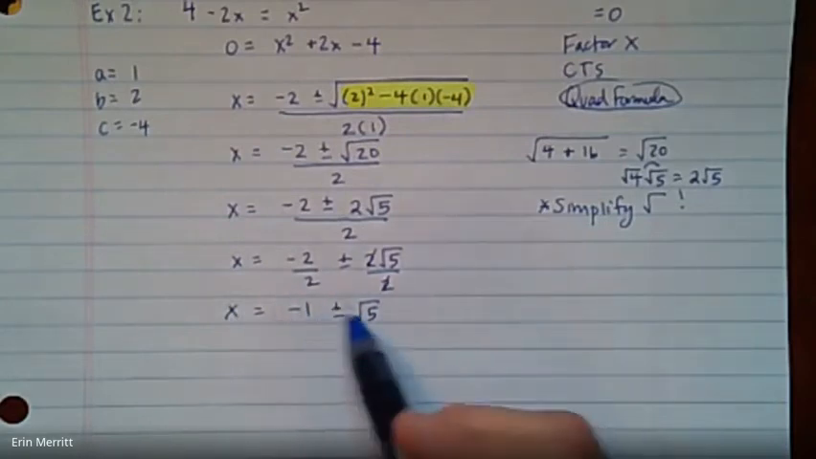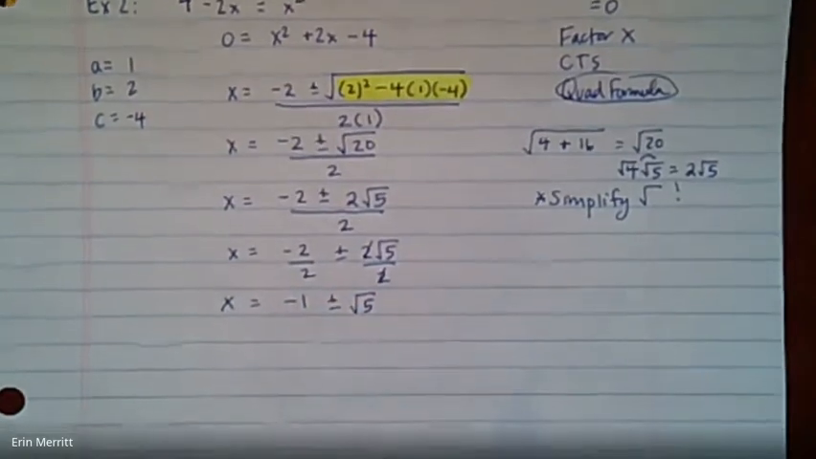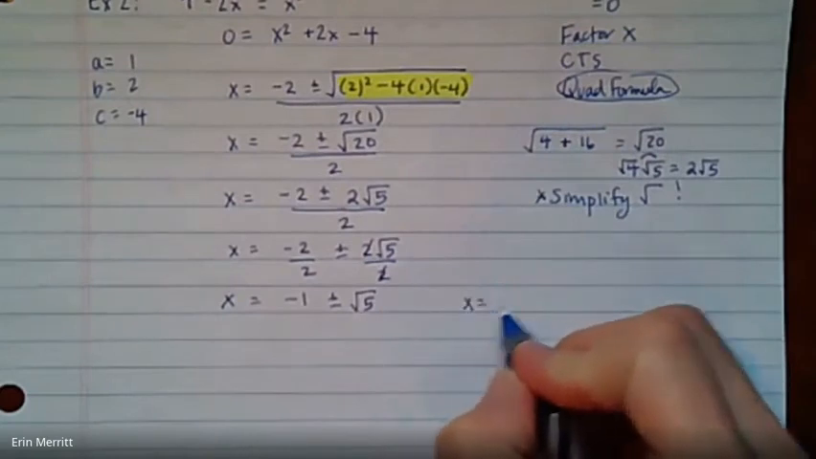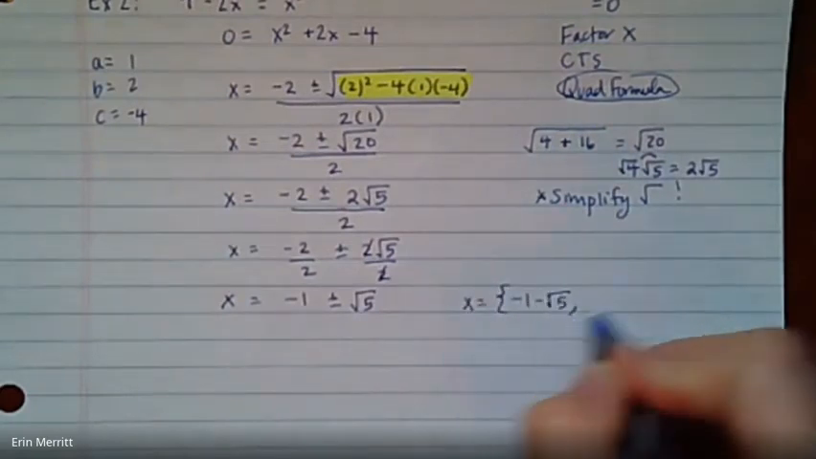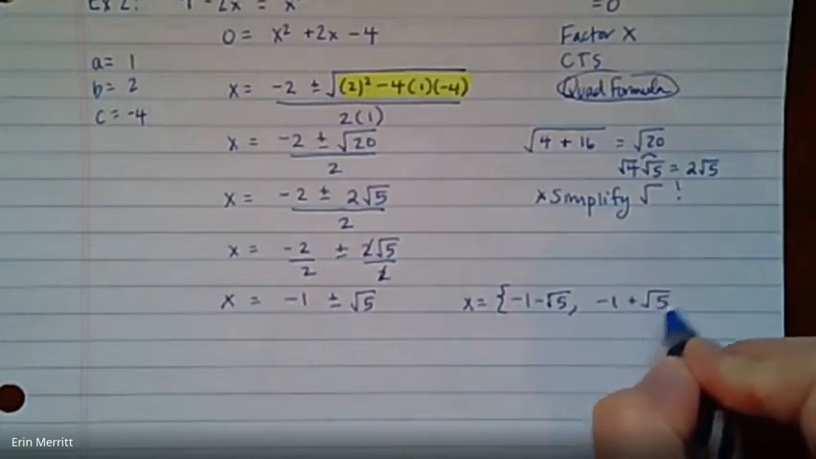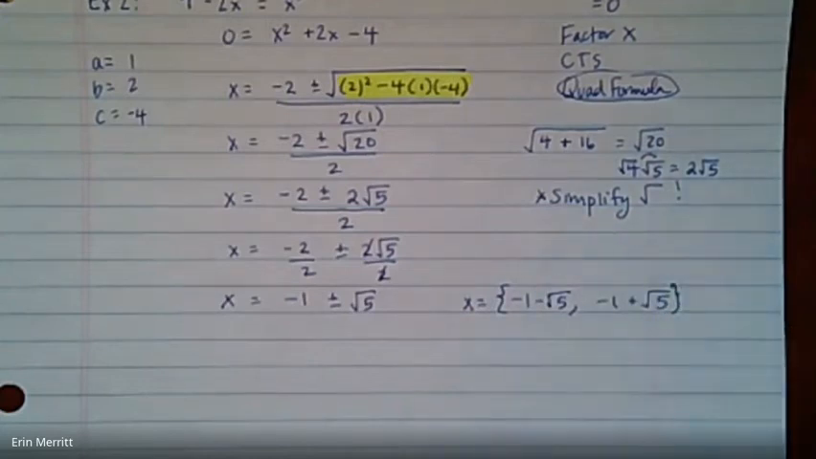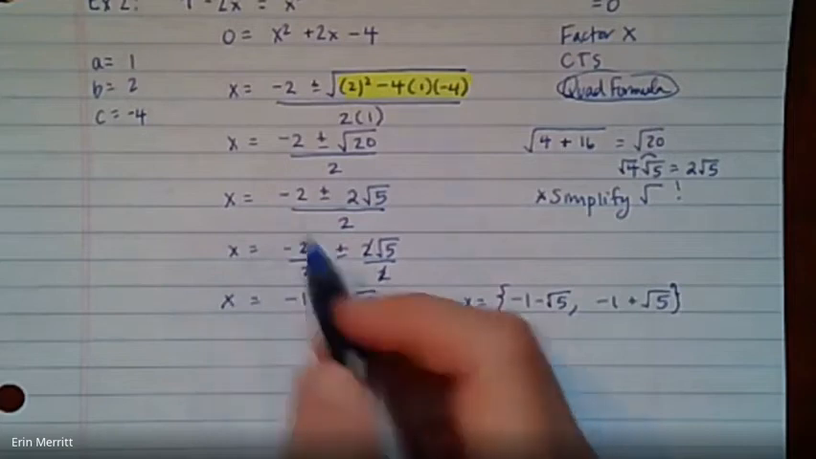When the solutions are written like this, it's perfectly fine to keep them together. Your other option would be to say, okay, I can write it as negative 1 minus radical 5, and then negative 1 plus radical 5. That would be fine as well, or it's fine to stop here.